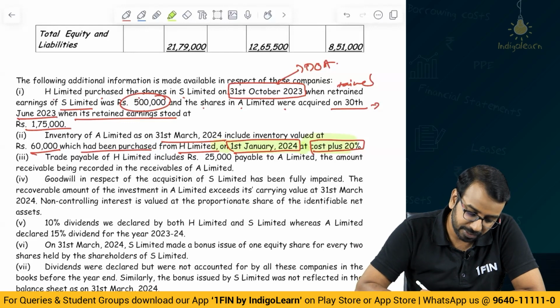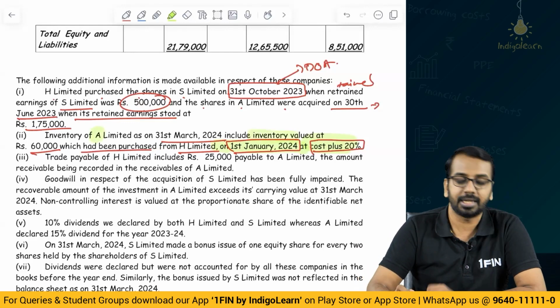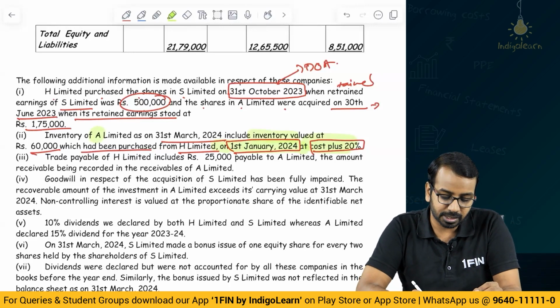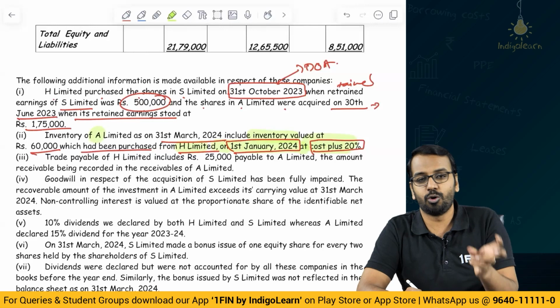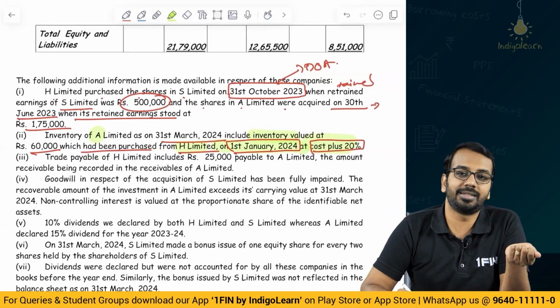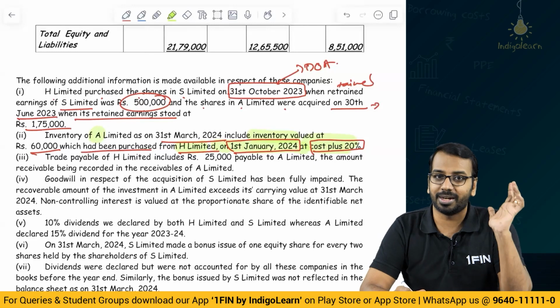Now, here inventory of A Limited includes inventory which had been purchased from H. So, who has sold? The parent has sold to the associate. H has sold to the associate. Where will we eliminate this from? We will eliminate this from the consolidated reserves of the parent, right?